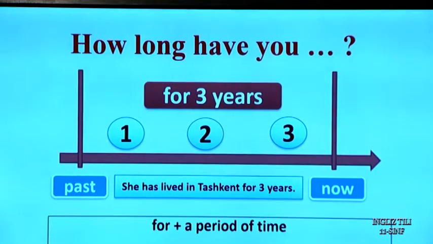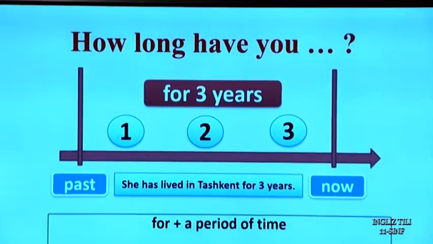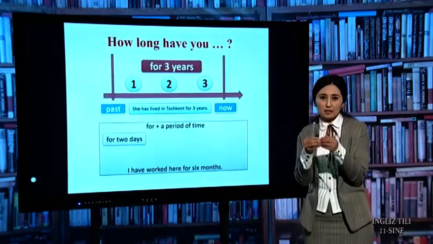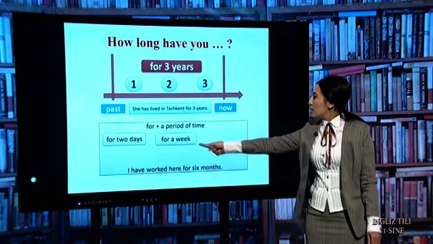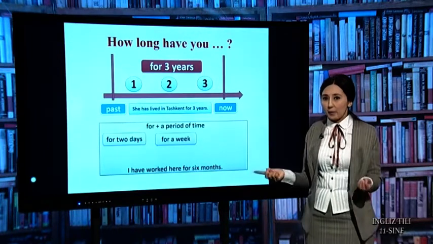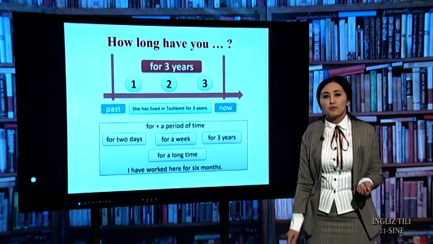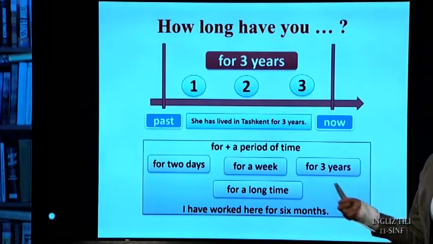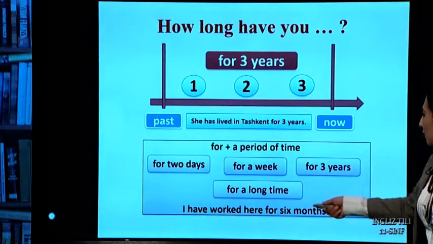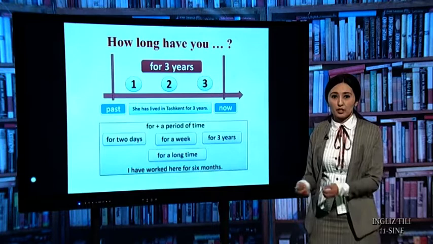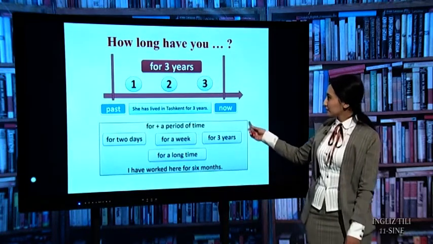The rule: we use for with a period of time. Example, for 2 days, during 2 days. For a week, during a week. For 3 years, and for a long time, it means during a long time. I have worked here for 6 months. It means I am working during 6 months.